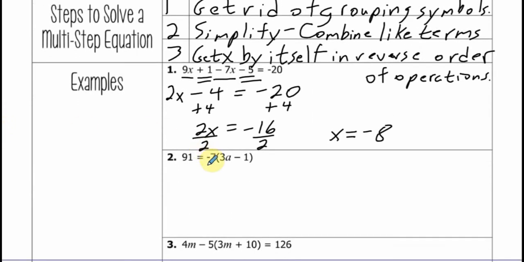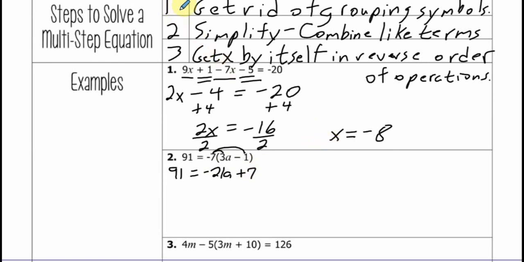All right, next problem. This one does have parentheses. So step one, get rid of the grouping symbols, which means I'm going to have to distribute here. So the left side, nothing happens to it. 91 equals, so now I have to do negative 7 times 3a and negative 7 times negative 1. So negative 7 times positive 3a is negative 21a. And then negative 7 times negative 1, a negative times a negative, that's positive 7.